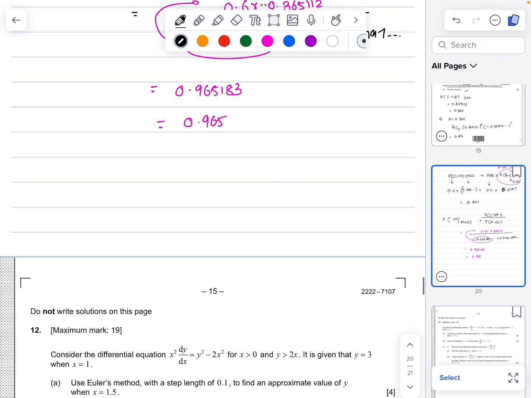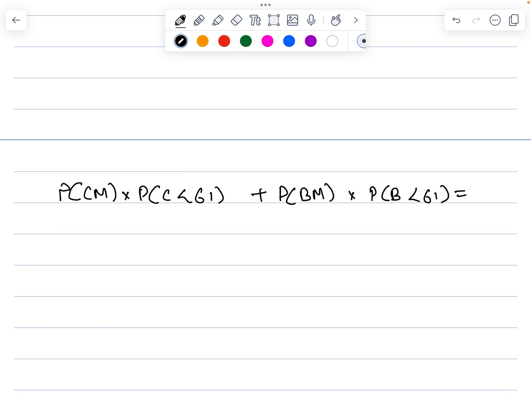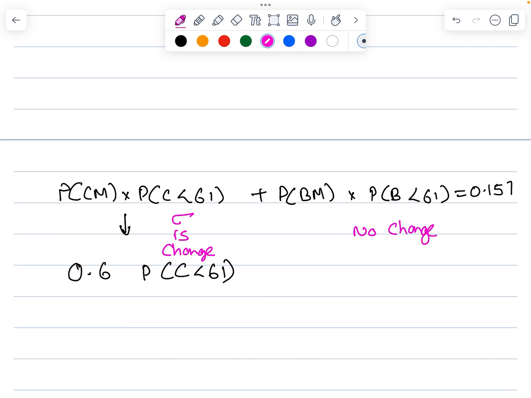So probability of chocolate muffin times the probability that the chocolate muffin is less than 61, plus probability of banana muffin times the probability that the banana muffin is less than 61. This entire equation equals 0.157. For this one, the probability is 0.6 and we don't know the probability of chocolate muffin less than 61 because sigma is changed. And for this part, no change. So the banana muffin is going to be 0.4 and its probability is 0.0197555 and so on, equals 0.157.